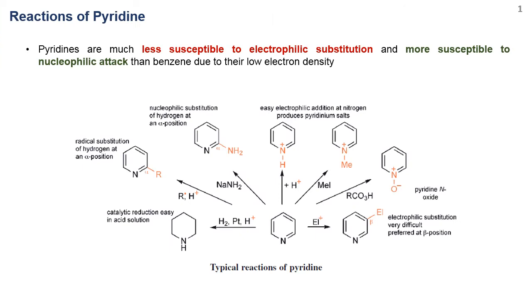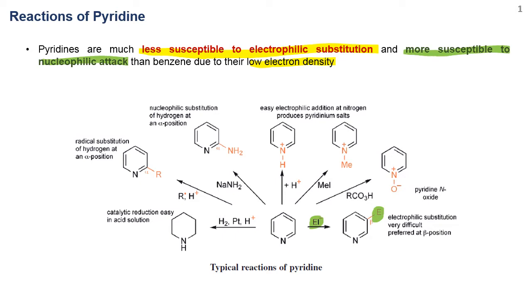So let's have some recap about the reaction of pyridine. We know that pyridine is less susceptible to electrophilic substitution and more susceptible to nucleophilic attack because it has lower electron density than that of benzene. So if we react pyridine with an electrophile, it will substitute at the beta position due to the resonance effect.